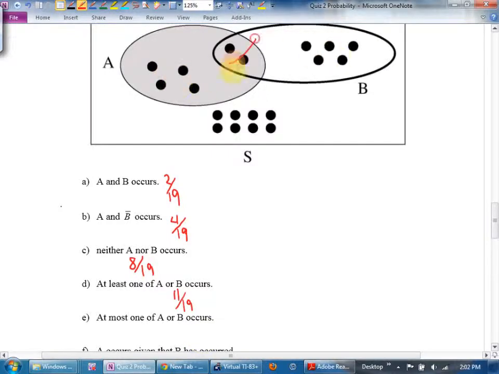At most one, but not both. It means don't count the overlap. 9, yes?